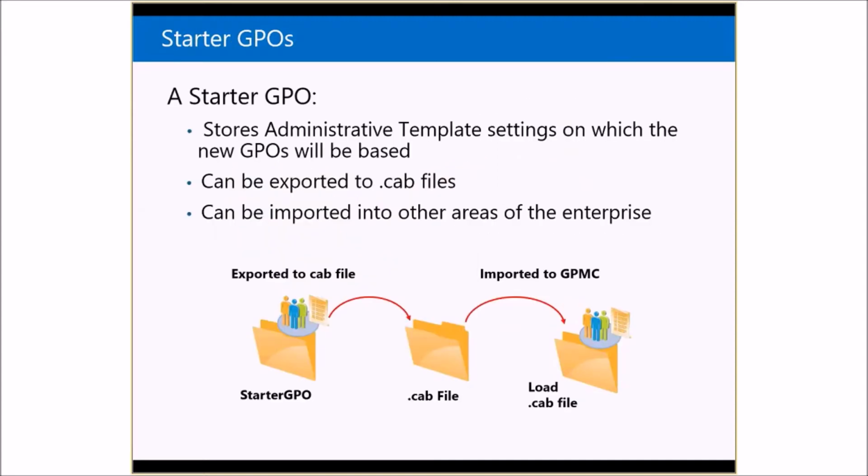There are also what are called starter GPOs, which store administrative template settings on which the new GPO is based. So if we've got a setting that's pretty much exactly what we want, except for a few differences, maybe we can create our own starter GPOs, and we can export it as a CAB file, and then it can be imported to other areas of the enterprise.